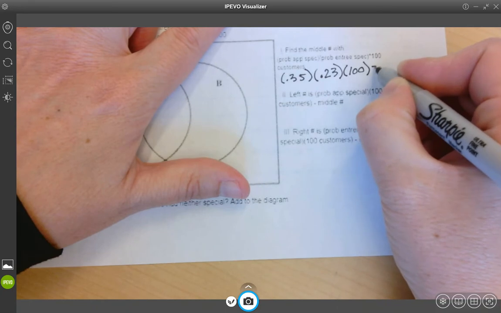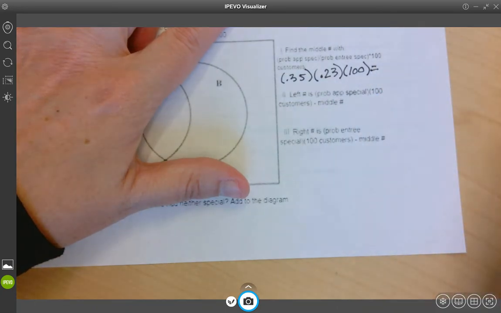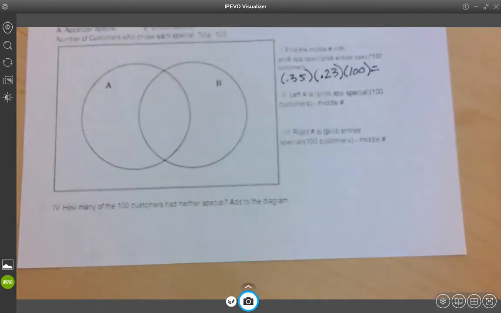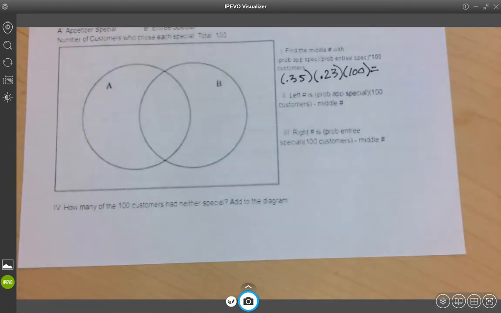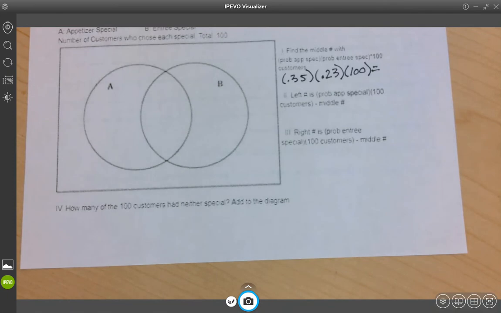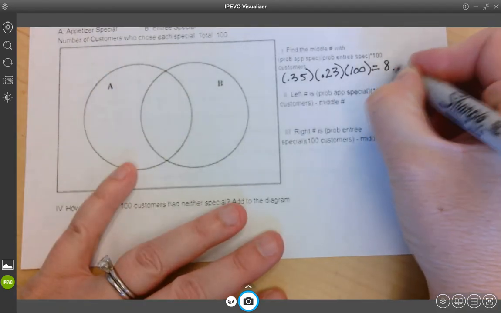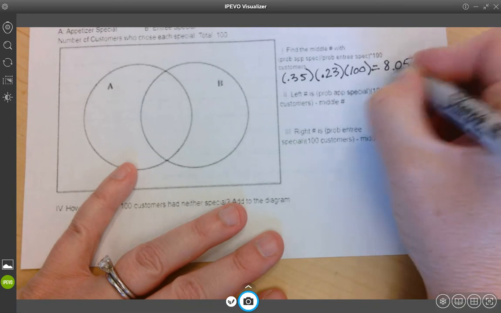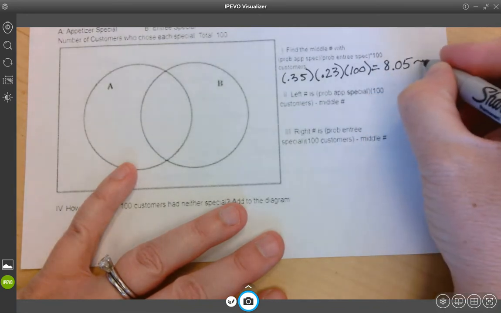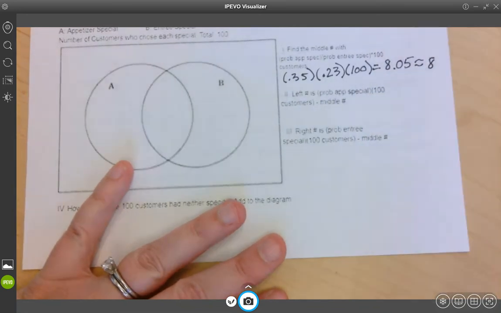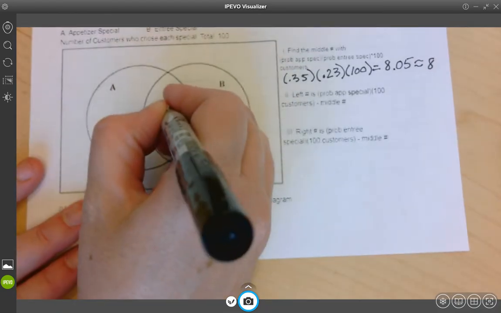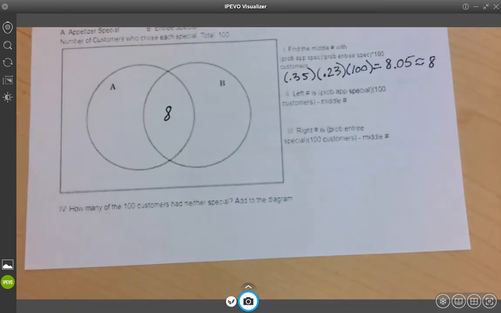Now, these are actual people, so I can't put down like 2.3 people. So I'm going to round it. But go ahead and find a number there. Did anybody else get 8.05? You did? Yeah? Okay. So we get 8.05, and we know that we can't have 0.05 people, so we're going to round it to 8. Okay, so we'll put those 8 people in the middle. Those are the people who had both.